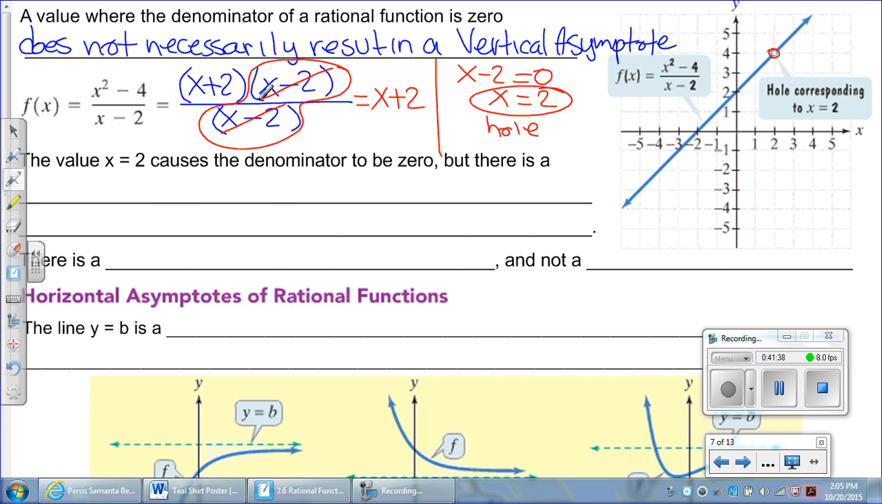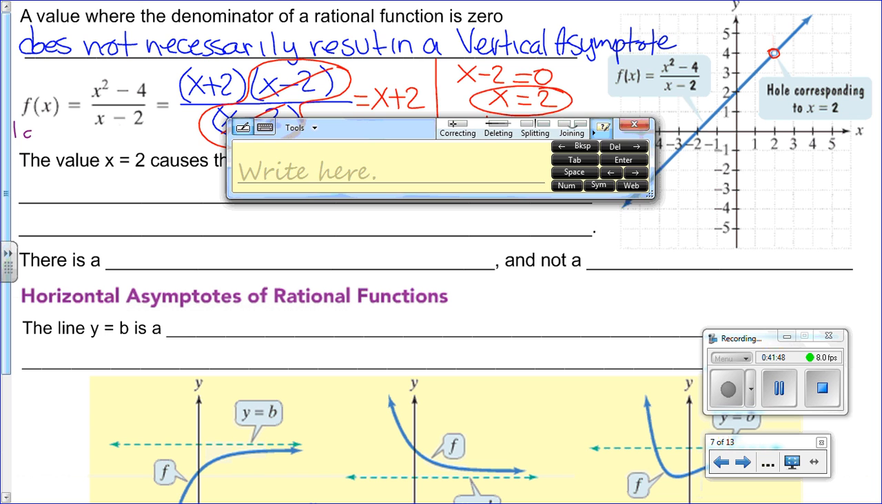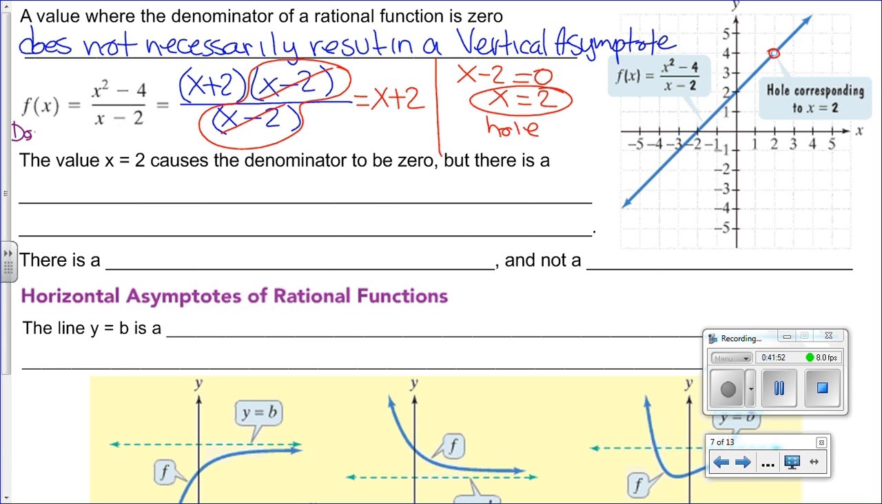However, for the domain, we still have to exclude positive 2. But on the reduced form, we get something that looks like a linear function. In fact, it is. But the original function is a rational function. So we have no vertical asymptotes, because there's no value that will make this expression undefined. Instead of a vertical asymptote, we will have that open circle at x equals 2.